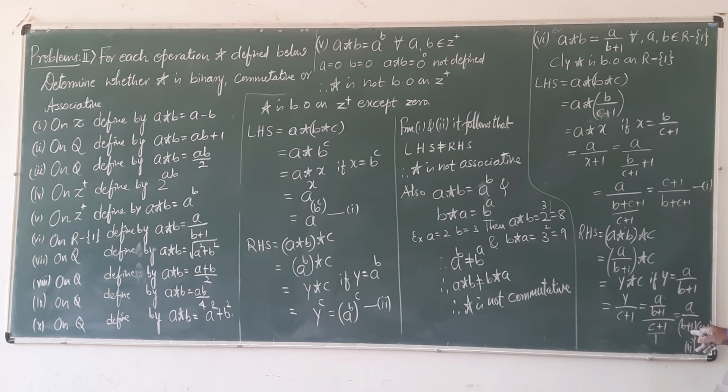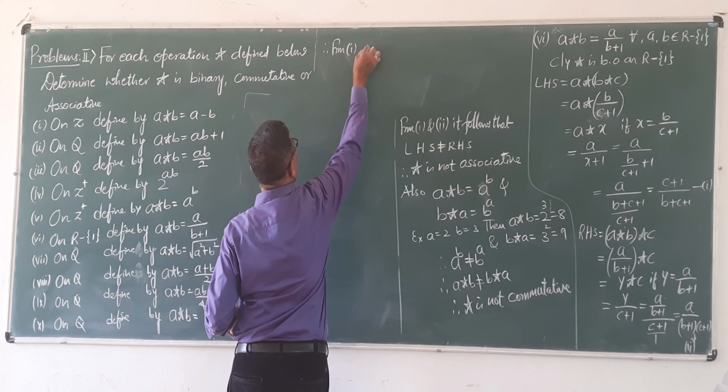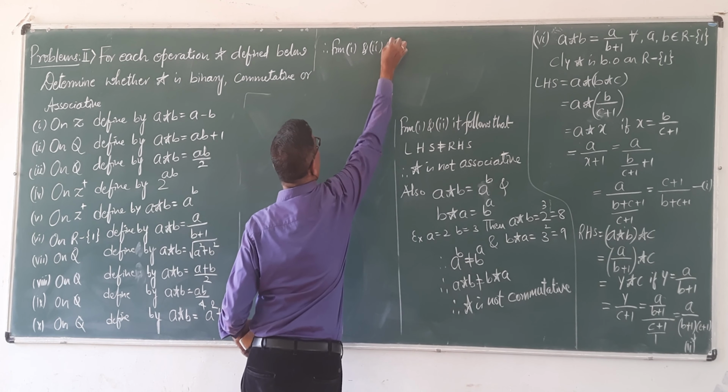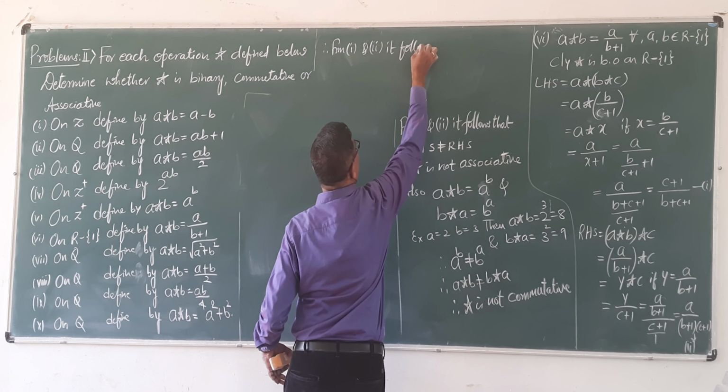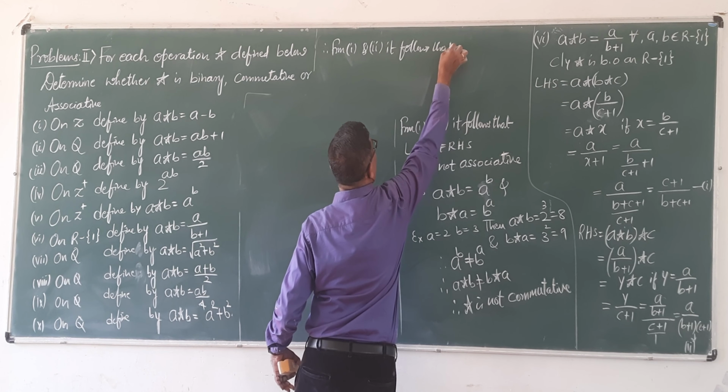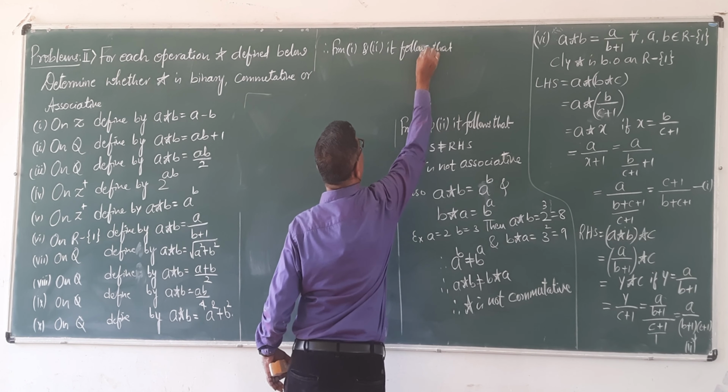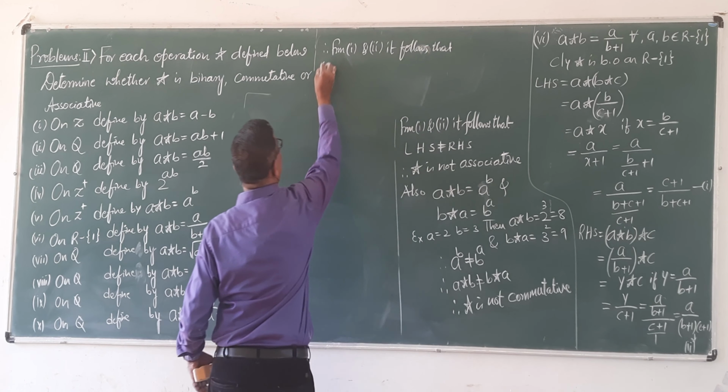One example: 2 equal to another. Is it equal or not? Check it. I think that is not equal. Right? From 1 and 2, it follows that LHS is not equal to RHS. Therefore, star is not associative. Right? It is not associative.